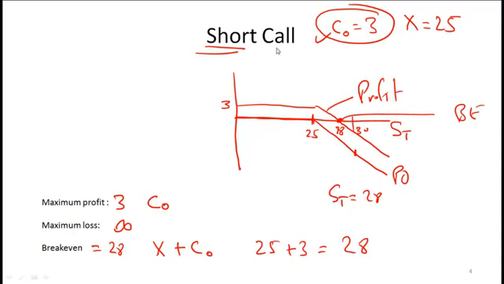Why would you take a short call position? Basically, if you are bearish on the stock. Let's say that when you wrote this call option the stock was at 25, and you felt that the stock will either remain there or maybe go down. If that view turns out to be correct, then you can simply make your $3 option premium. However, if you turn out to be wrong, then you can lose a lot of money. So this is clearly a very risky strategy.